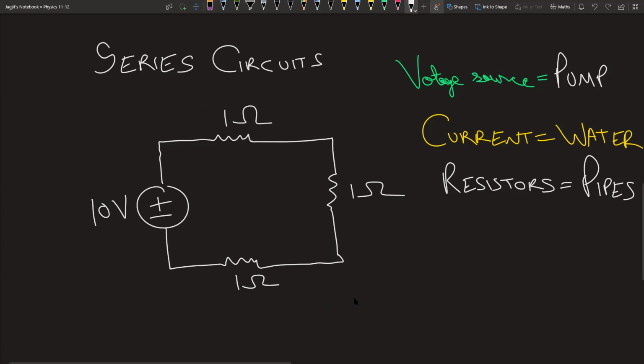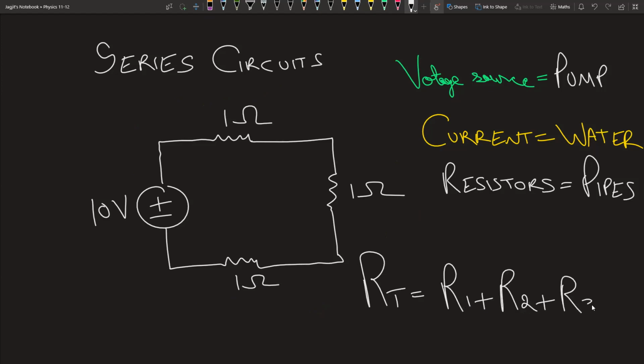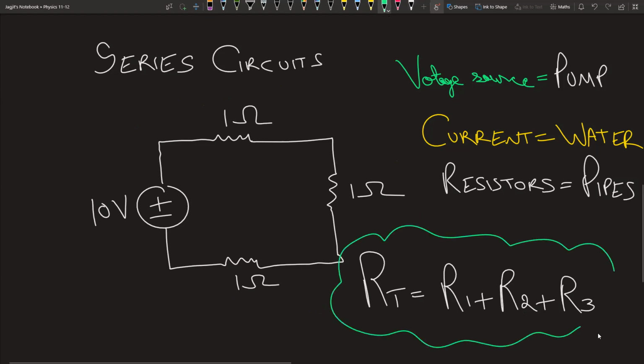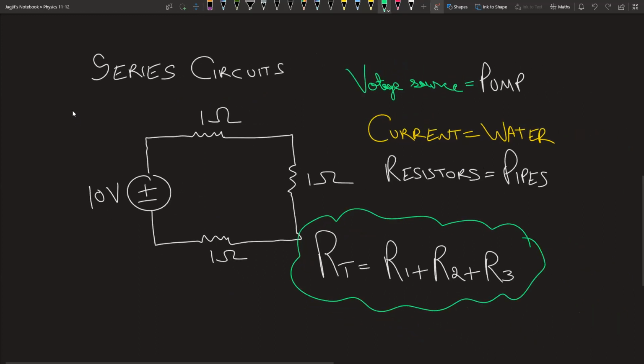And whenever your resistors are in series, you can get your total resistance by just adding up all the resistances. R1 plus R2 plus R3. Remember this formula. When your circuit is a series circuit, you can find the total resistance by just doing R1 plus R2 plus R3. Okay, this is your series circuit.